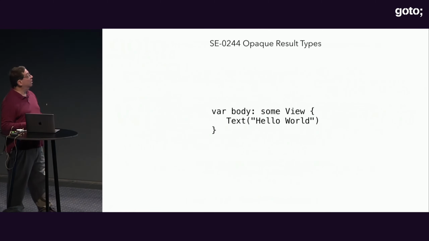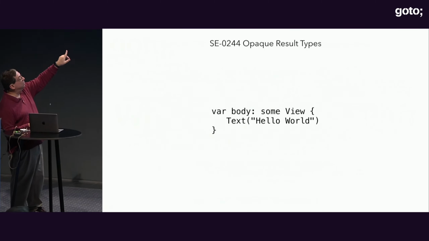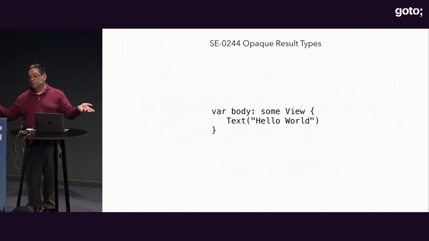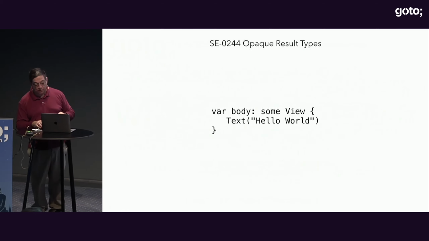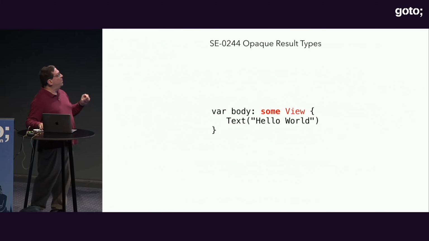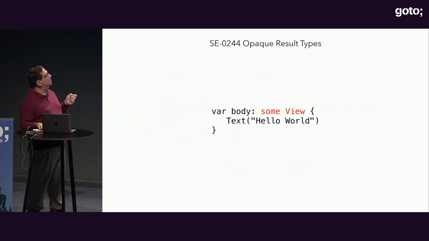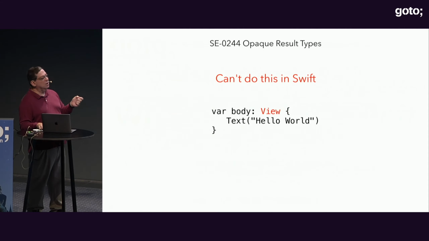And so in SwiftUI, we have something that returns some View. And you say, well, what view? I don't know, some view. In this case, it's returning a Text. The opaque part is the word some. And you say, well, what I'd really like to do is just say body returns something that conforms to View. I'd like to do it like this.